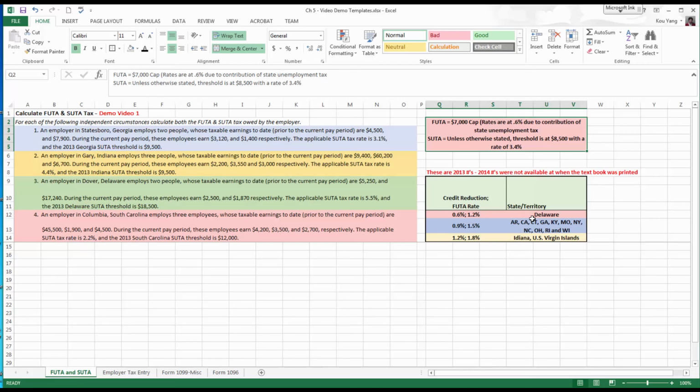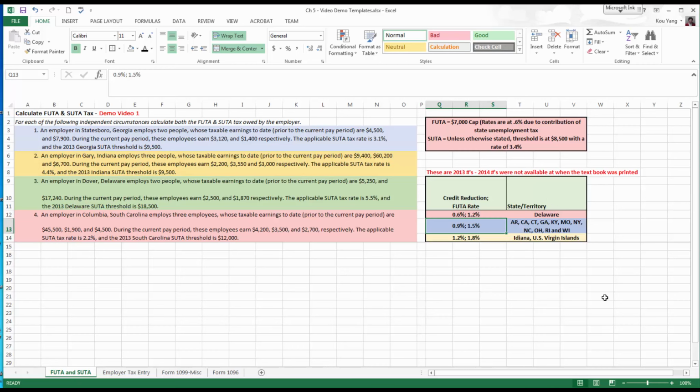Now there are other credit reductions as well, which we will engage in within this demonstration video, and we will be using this table here. For example, for the state of Delaware, the state reduction would be 0.6% or 1.2%. For the states listed here, we'll be using 1.5% and so on. This table has 2013's numbers. 2014's numbers were not available at the time the text was printed, so that's why we have 2013.